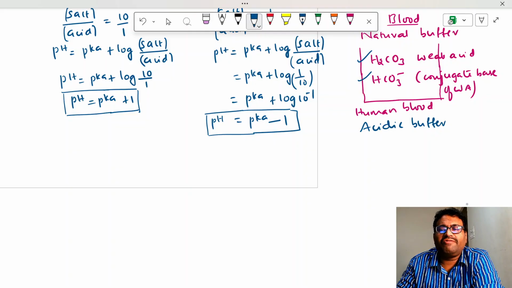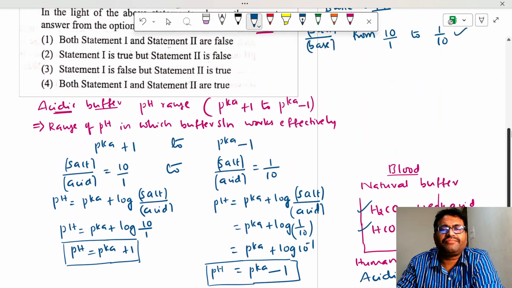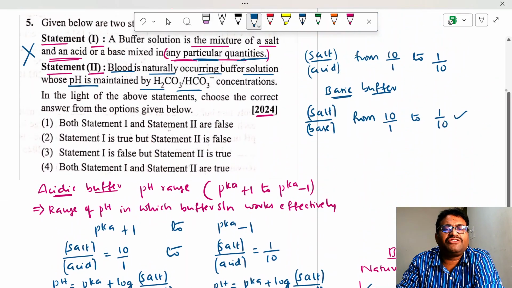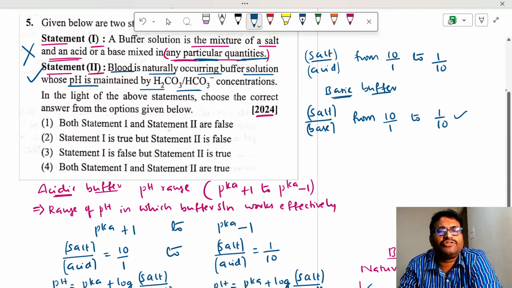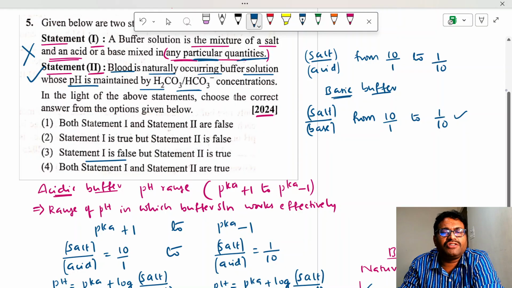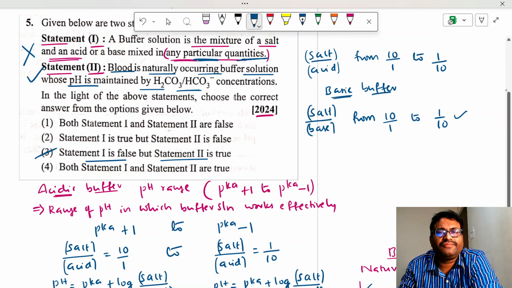So what will be the answer here? Blood is a naturally occurring buffer solution whose pH is maintained by H2CO3 and HCO3 minus concentration. So this statement is correct. So statement 1 is wrong and statement 2 is correct. Statement 1 is false and statement 2 is true. So this is the correct answer. Understood?